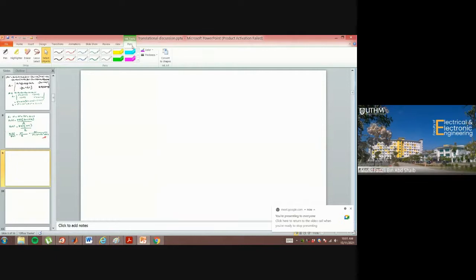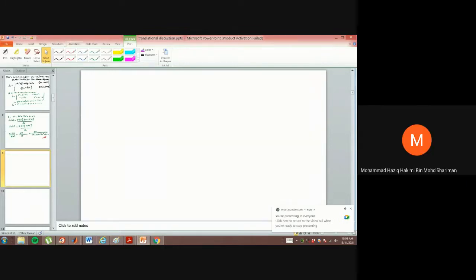Can you see the slide? Empty slide? Boleh Doktor.